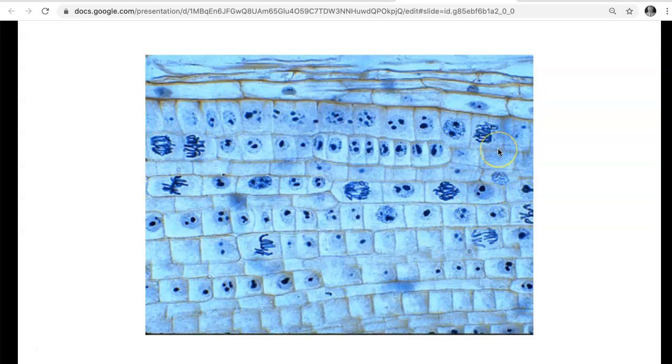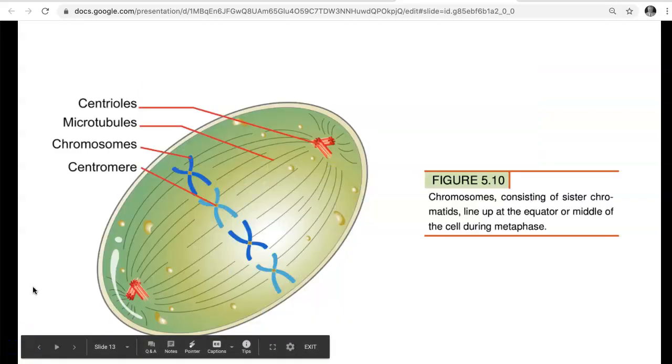Lots of different cells here. We have over 100 different cells here at different parts of the cell cycle, different parts of the mitotic cell division. Here's some terms from your textbook that you should be familiar with.